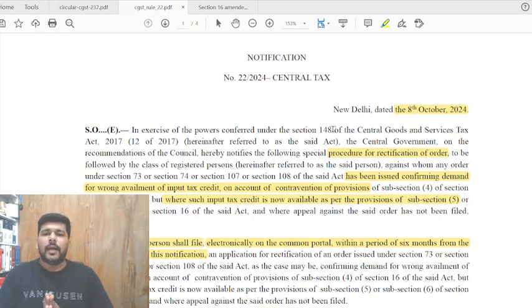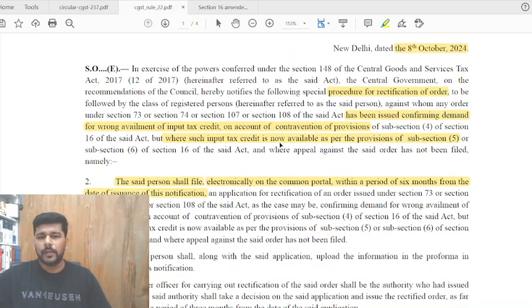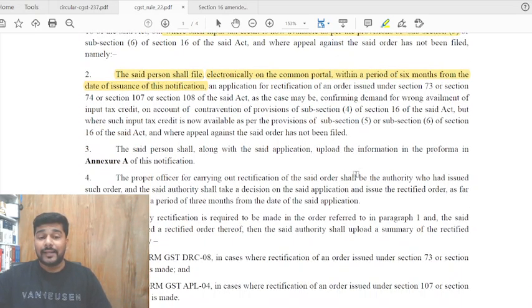Now, friends, for the sake of repetition, I am just mentioning that this rectification application is explicitly meant for a claim which was made against the taxpayer for confirming demand on the grounds of 16 subsection 4. Only for that purpose, you now have the new timeline given under 16.5 for claiming the credit. If you have been given the eligibility to claim the credit, and if you have such a confirmed order, and you want that confirmed order to be dropped or rectified to that effect, then we will move this application electronically within a period of 6 months from the date of this notification, that is by April 8th. So I hope the category is very clear.